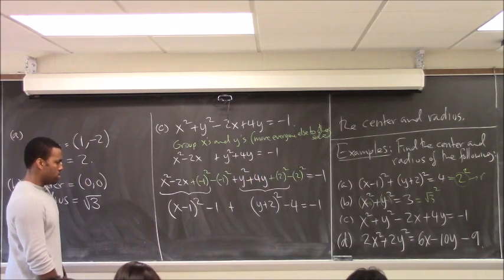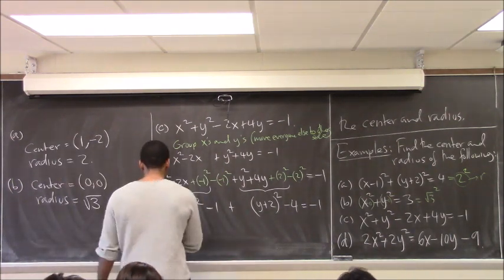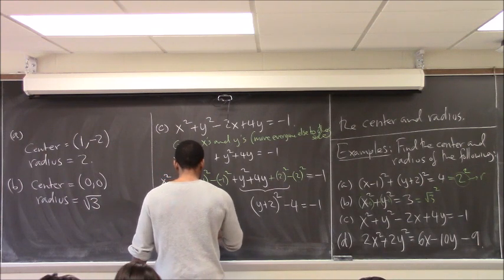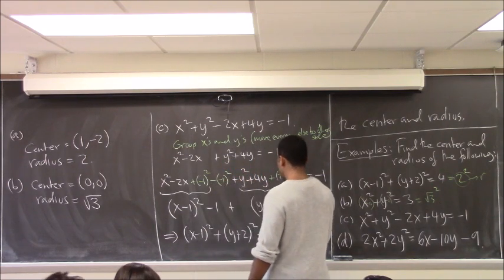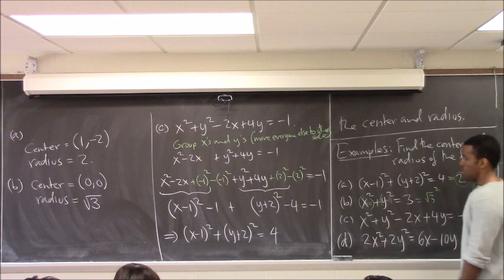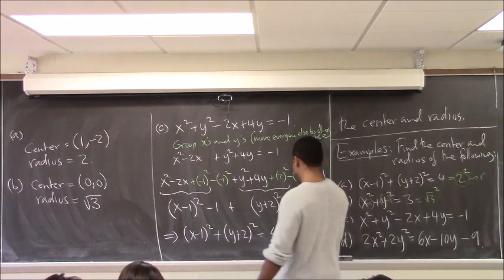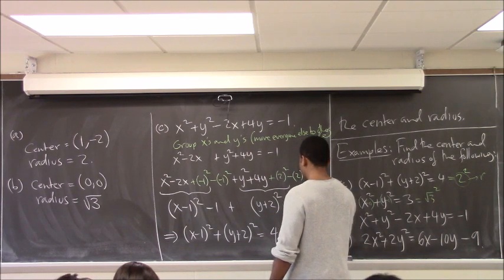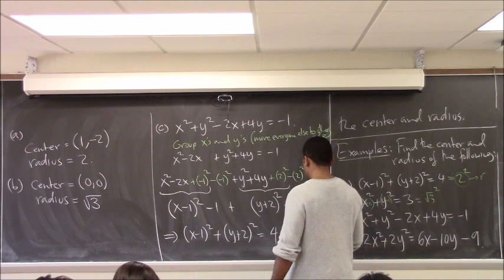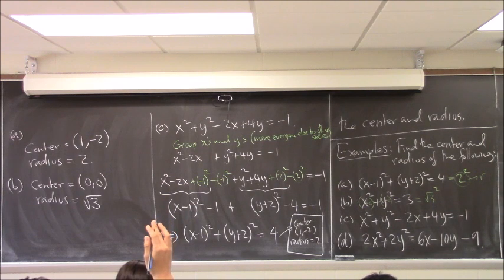What I can now do is bring the -1 and the -4 to the other side by adding 5. That is going to give us x minus 1 squared plus y plus 2 squared equals 4. And it's actually the same as the other one. So the center is (1, -2), radius is 2. That was just an expanded form of this.